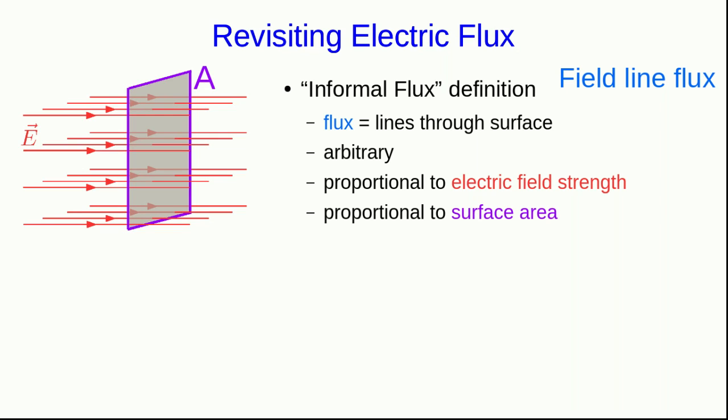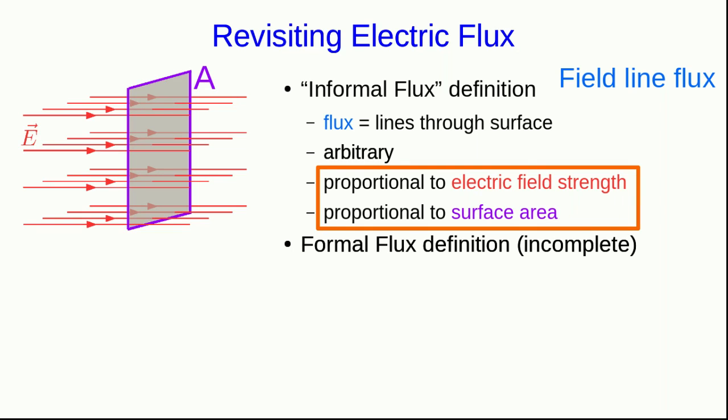This informal flux definition is technically not the electric flux. It's technically something that's called the field line flux. But it basically only differs from the electric flux in that it's in arbitrary units instead of in useful units connected to charges and field strengths and so on. So now we're going to construct a formal flux definition, and to start with, it's going to be incomplete.